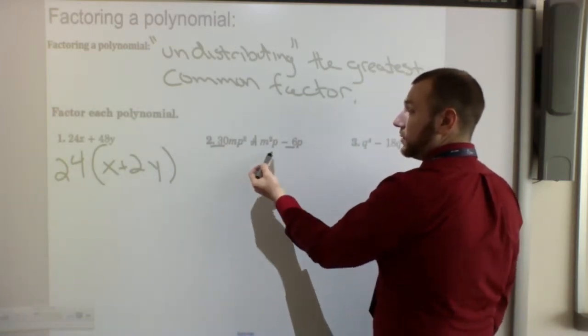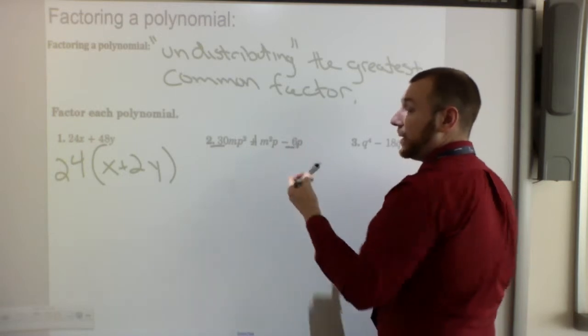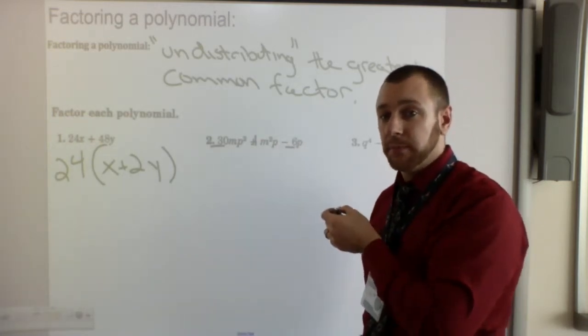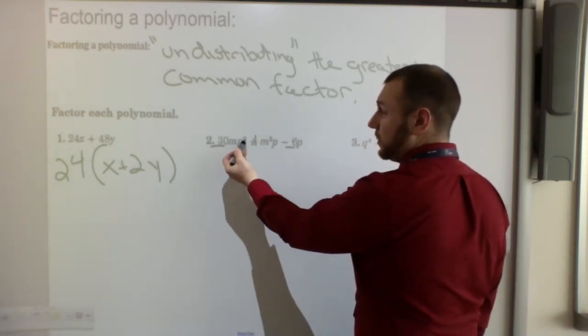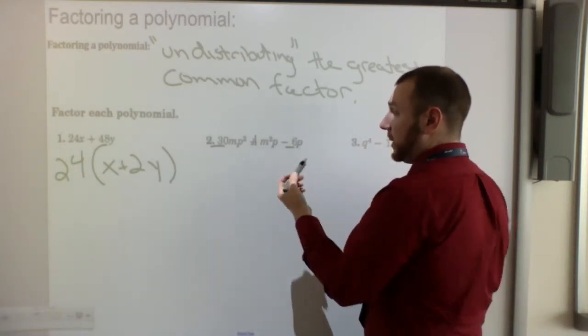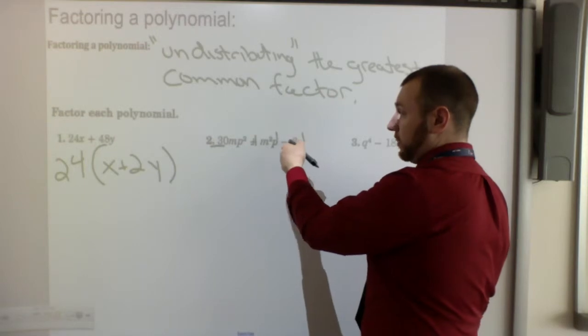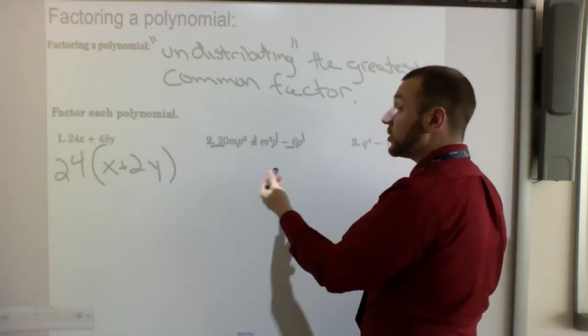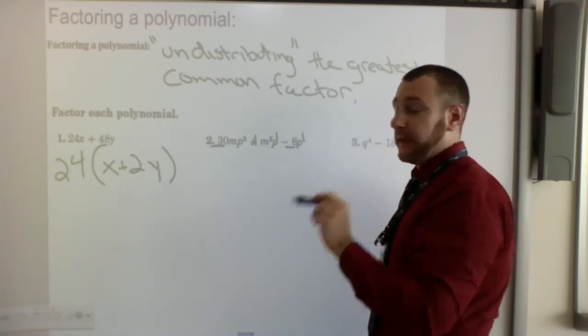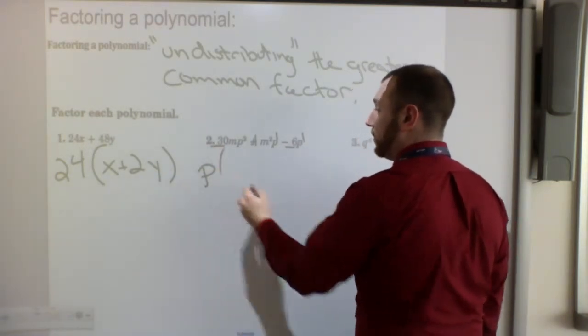This is p squared, this is p, and this is p. You see how there's p's in each term. That means I can factor out a p. In this case, this is p squared, this is p, and this is p. So there's 1 p in these 2 terms and 2 here. So the common is just having one of them. So I'm going to factor out a p.